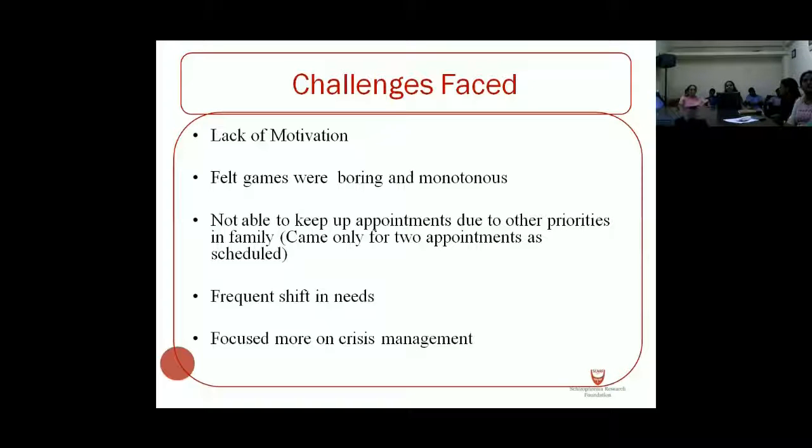So when he came for refilling his medications, he was asked about attending the sessions, but the client reported that he had to rush home and could not wait for the sessions. He was asked what the reason was that he was not able to sit through the sessions. He reported that the games were boring and monotonous, and he was just not able to hold his attention, and hence he could not do the homework sessions also.